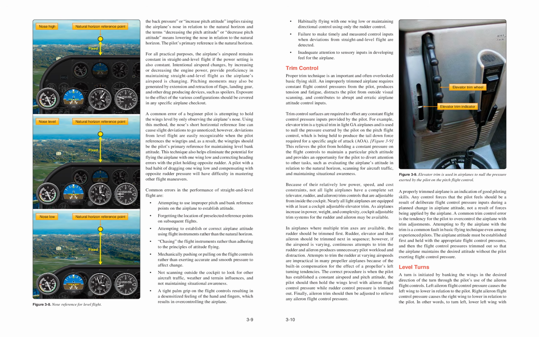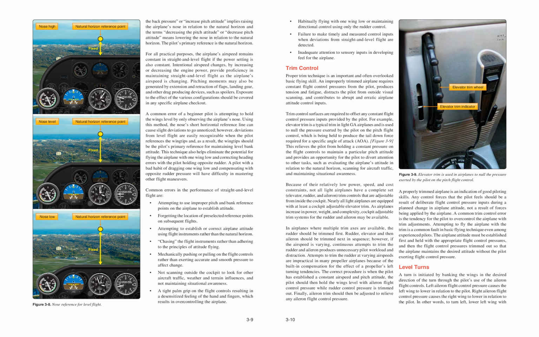A common error of a beginner pilot is attempting to hold the wings level by only observing the airplane's nose. Using this method, the nose's short horizontal reference line can cause slight deviations to go unnoticed. However, deviations from level flight are easily recognizable when the pilot references the wingtips, and, as a result, the wingtips should be the pilot's primary reference for maintaining level bank attitude. This technique also helps eliminate the potential for flying the airplane with one wing low and correcting heading errors with the pilot holding opposite rudder. A pilot with a bad habit of dragging one wing low and compensating with opposite rudder pressure will have difficulty in mastering other flight maneuvers.